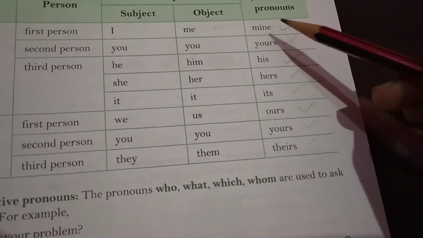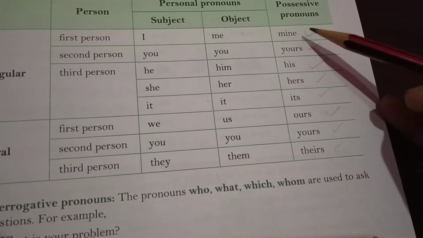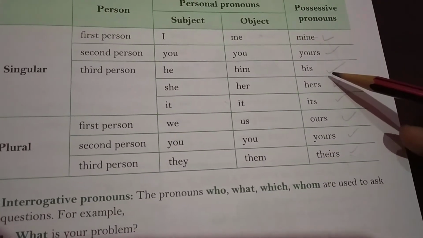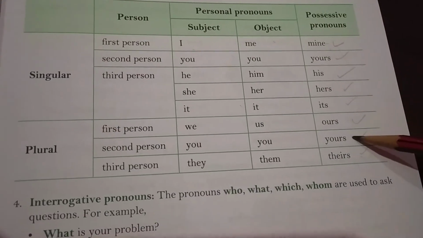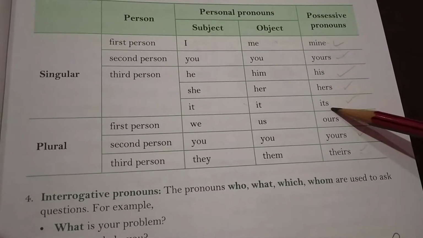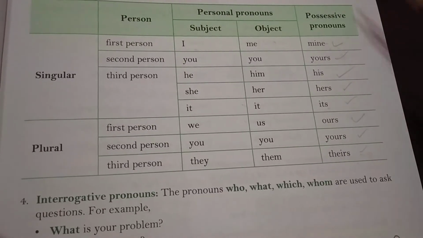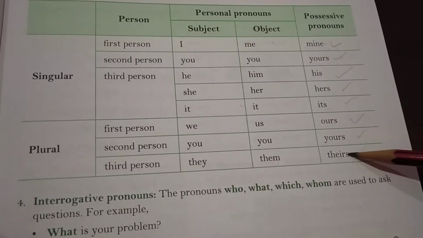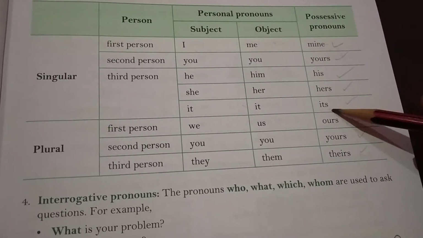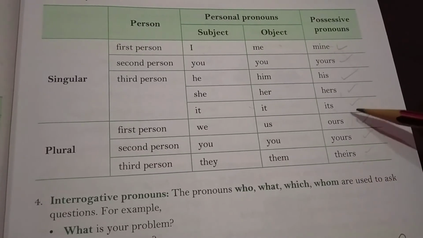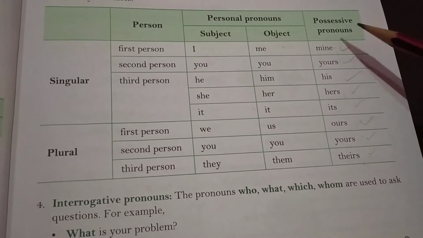Why? Because they show the ownership, means they show to whom the things belong. These are known as possessive pronouns. Mine, yours, his, hers, and its are singular possessive pronouns. Ours, yours, and theirs are plural possessive pronouns. Why? Because the first are used for only one person or thing, and the others are used for more than one person or thing. That's why they are known as singular and plural.